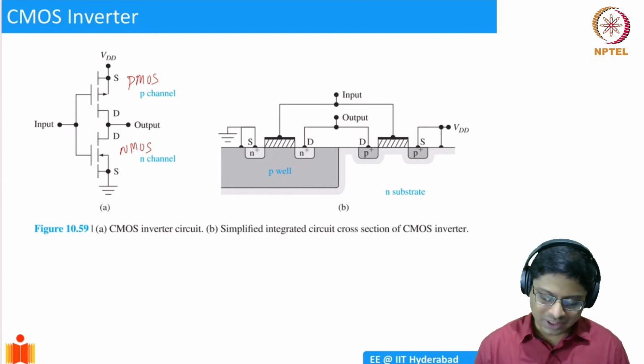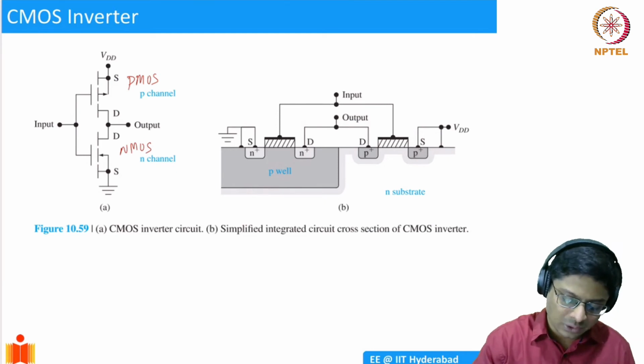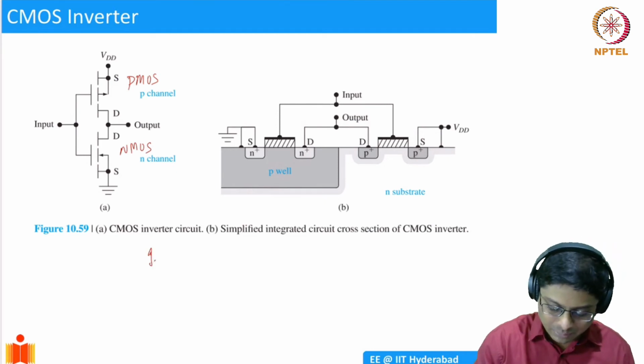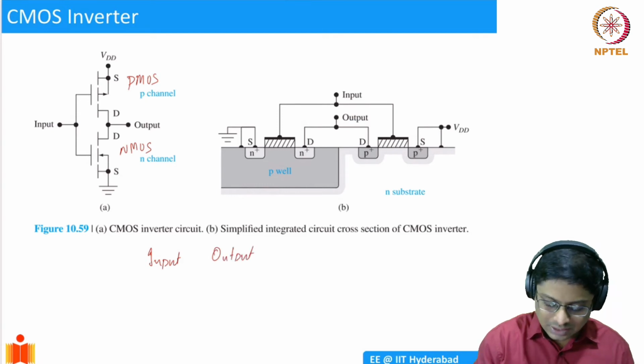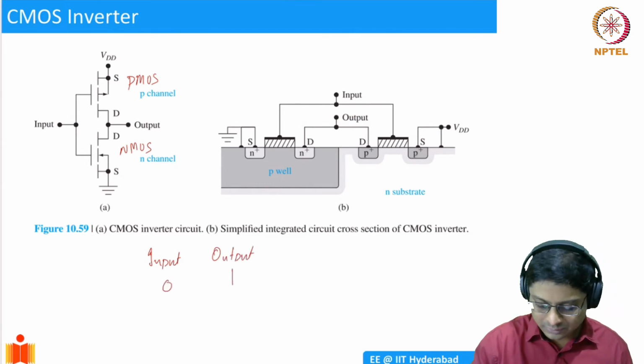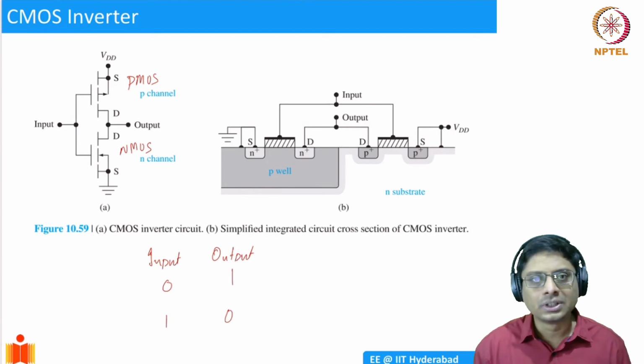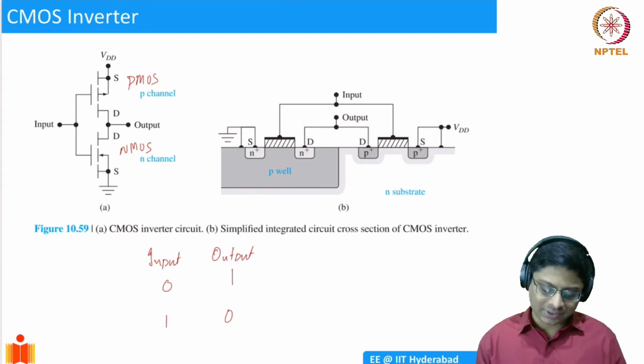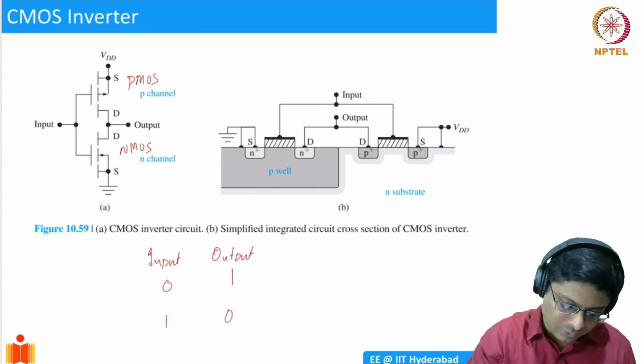Okay, so what? Once you have this inverter, what happens? So an inverter is basically a logic gate wherein I have my input and output, let's say. When my input is 0, my output should be 1. When my input is 1, output should be 0. How does this happen? Well, let's consider what my voltage is physically.